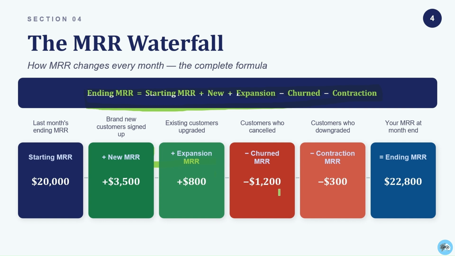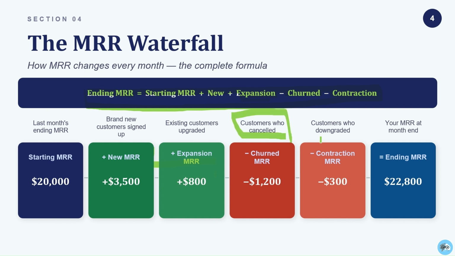Next, we have churned MRR. Churned MRR is customers who exited your company. So, for example, there were 15 customers who stopped using your services completely. The revenue loss from those customers would come into the churned MRR.